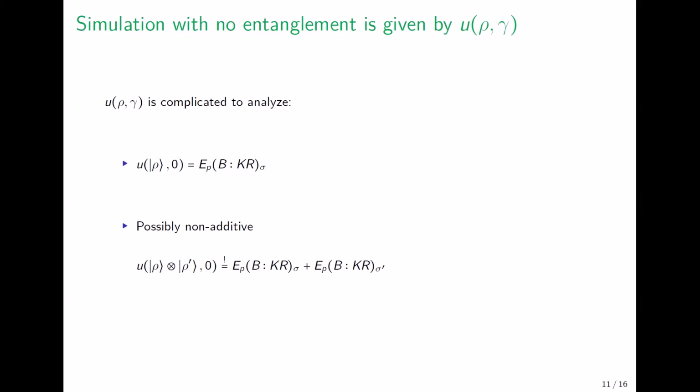First of all, let's imagine this simple case when the input is pure and gamma, the error, is equal to 0. In this case, the function is equal to the entanglement of purification. Entanglement of purification is just an entanglement measure.